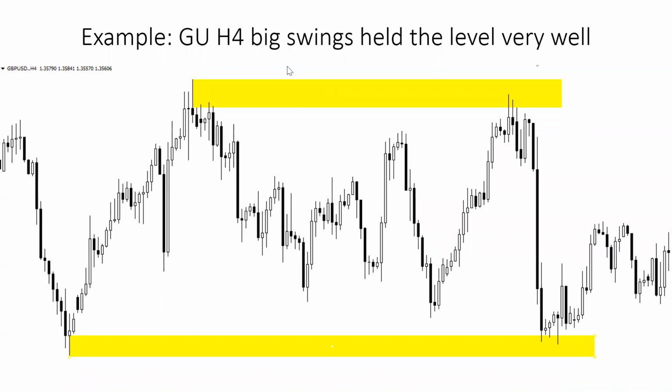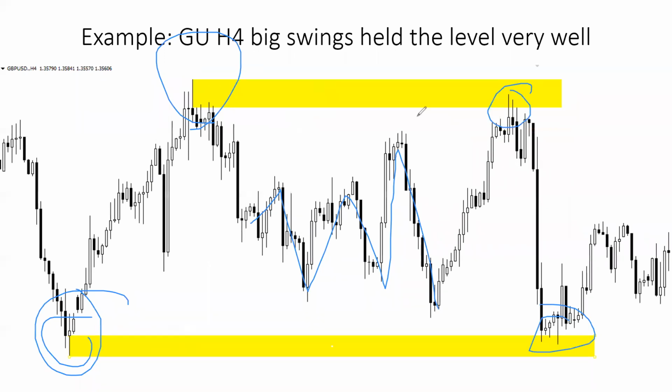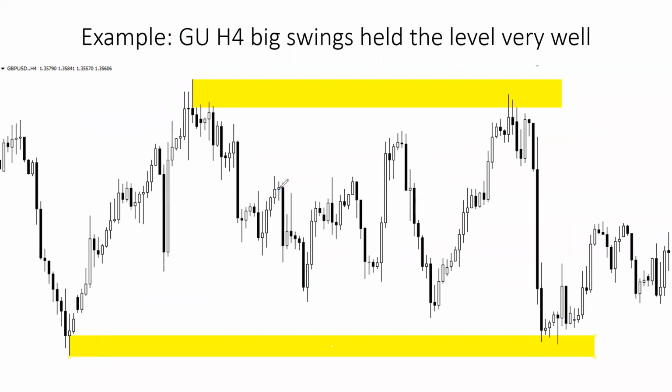Here's another example. No? This is the pound against the US on the H4 chart. And as you can see, you have relatively big swings. Dito, meron kang magandang swing dyan. Dito sa taas, meron din. Then you have a lot of very small ones, no? And notice that the big swings were actually able to hold their levels very well, while the smaller ones weren't able to do very well with that. Okay?